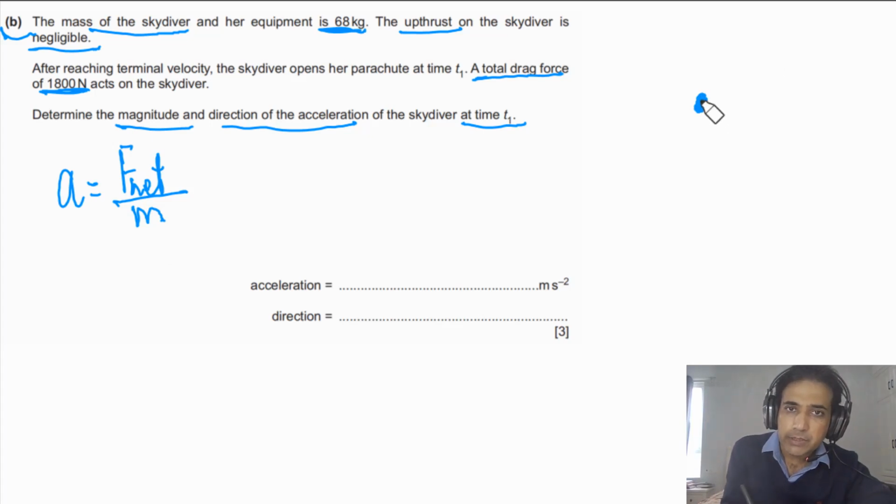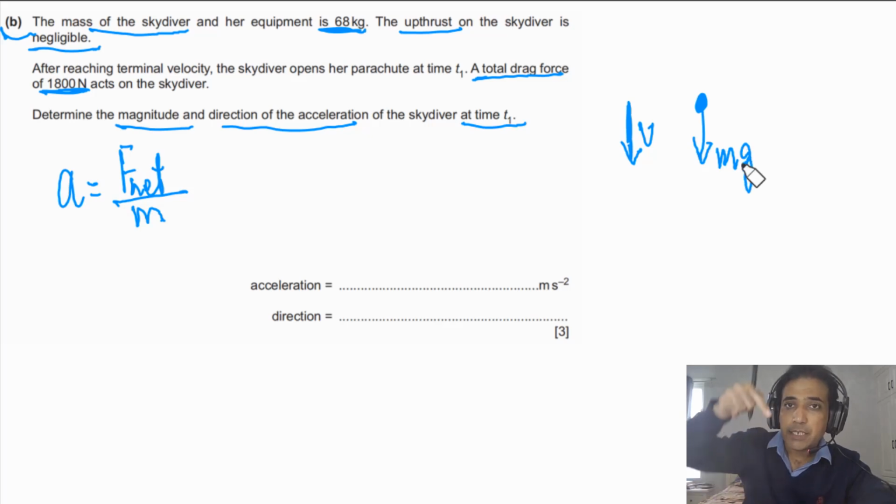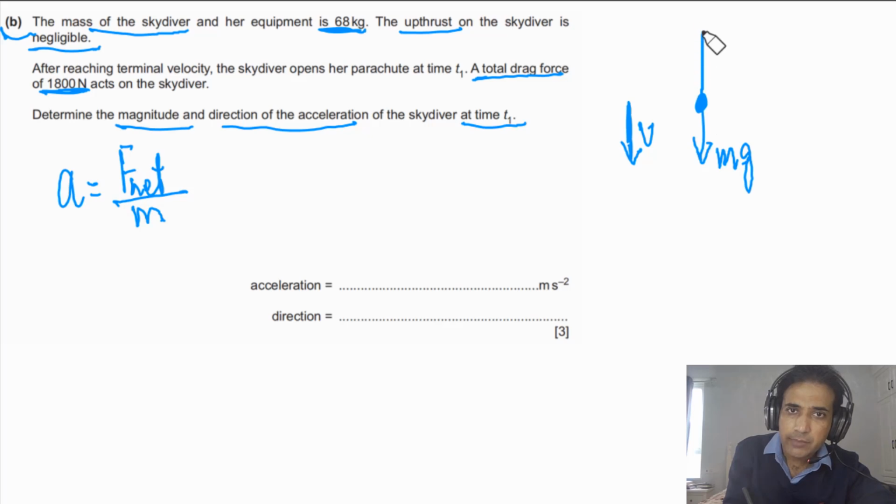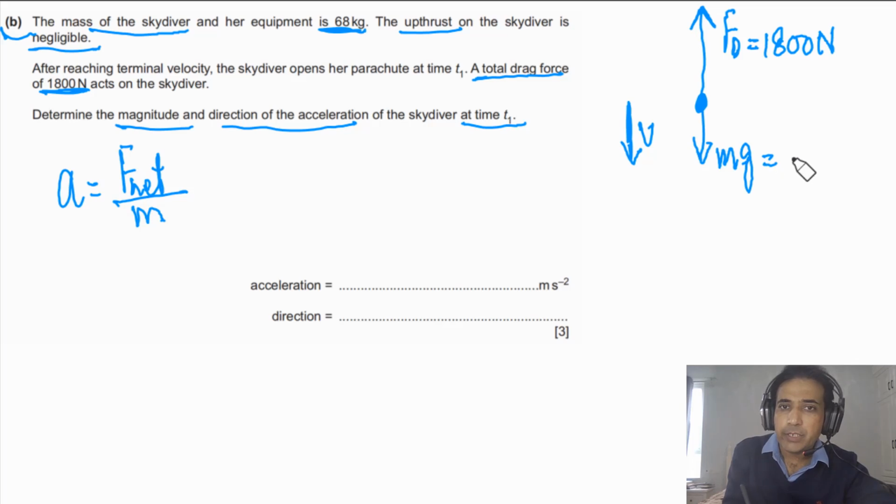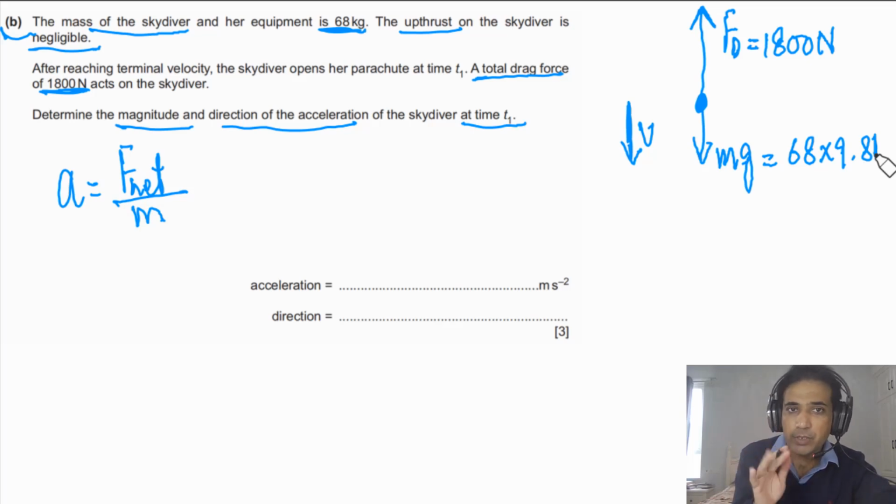So it is given to us the skydiver is falling downwards. So this is the direction of velocity of the skydiver, and the force acting downward is mg. As the direction of velocity is down, the drag force on the skydiver has to be in upward direction. So this one is Fd, the drag force, and the magnitude of this one is 1800 newtons, and weight will be equal to 68 times 9.81.